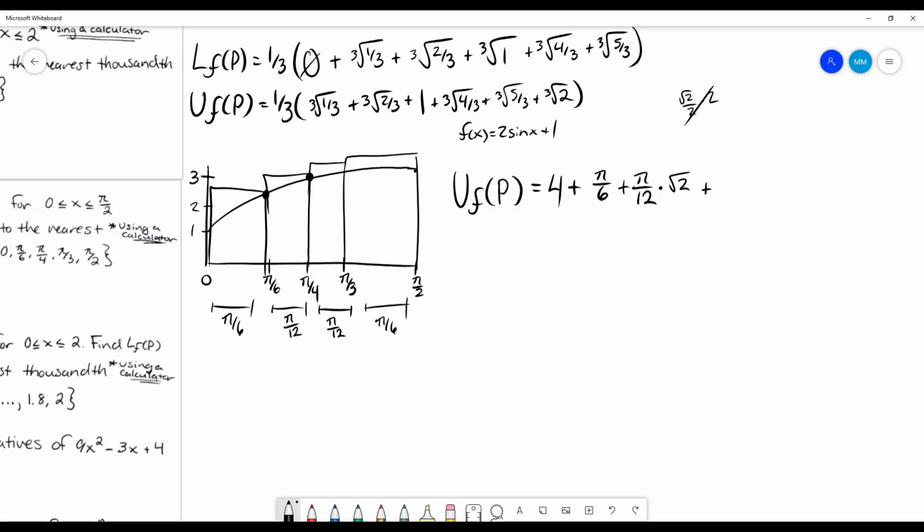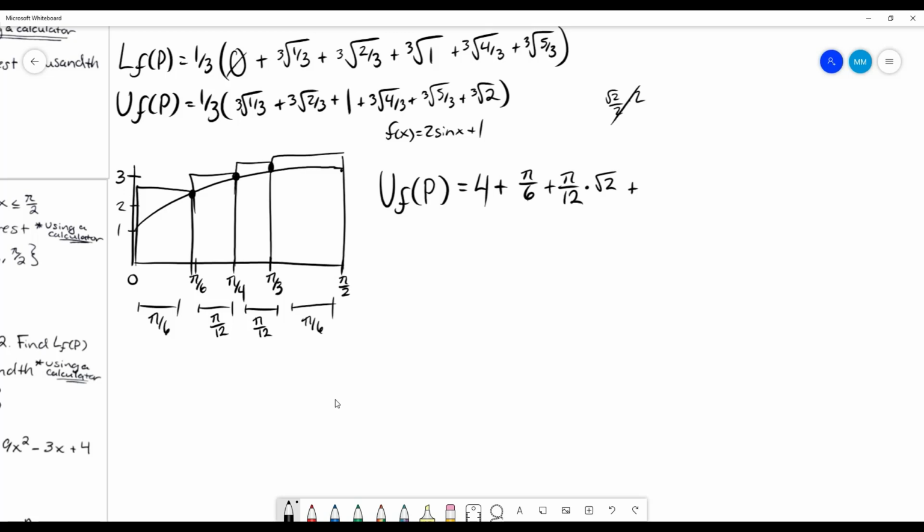So there's that. Next up we've got this point here, which is another pi over 12, because that distance, remember, because we're just finding the area of this rectangle, times, well, sine of pi over 3 is square root of 3 over 2, times 2 is just square root of 3. And then finally, we've got this last point here, so it's a distance of pi over 6, times 2 sine of pi over 2, sorry. Sine of pi over 2 is 1, 2 times 1 is 2.